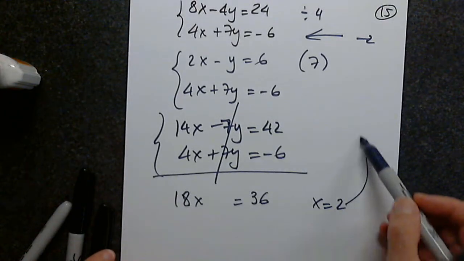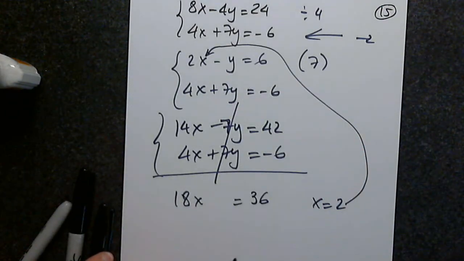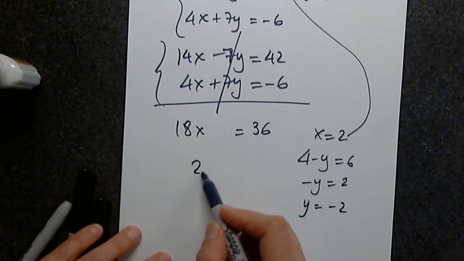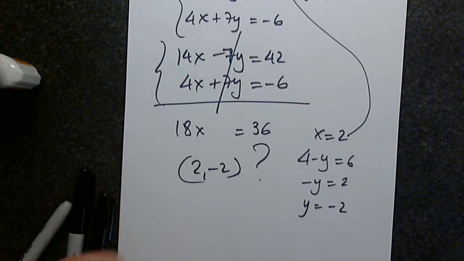Of course, this is good, but it's not good enough. I have to go back with x equals 2. So I have 4 minus y equals 6, or negative y equals 2, or y equals negative 2. I have no clue whether this works or not. Especially in a test situation, I may make tons of errors. Who knows?